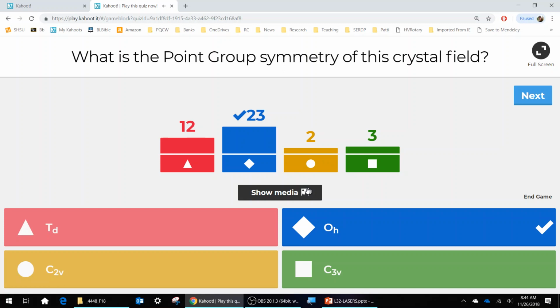C2V would be something that looks like water, right? The left and the right side are the same, the front and back are the same, but the top and the bottom are not. Okay.